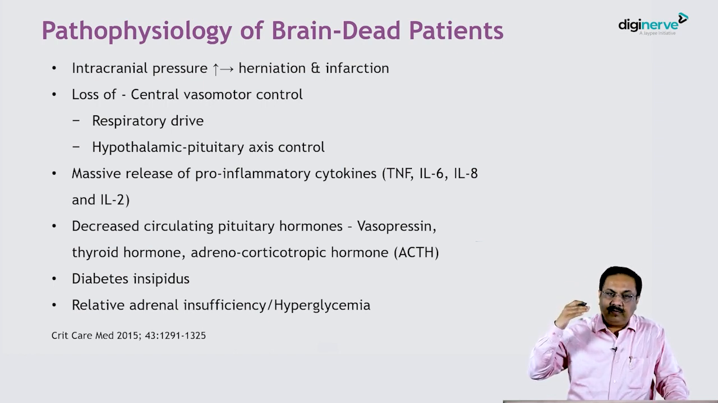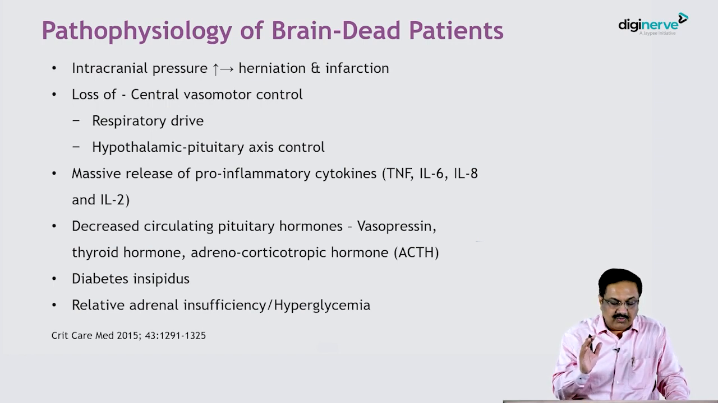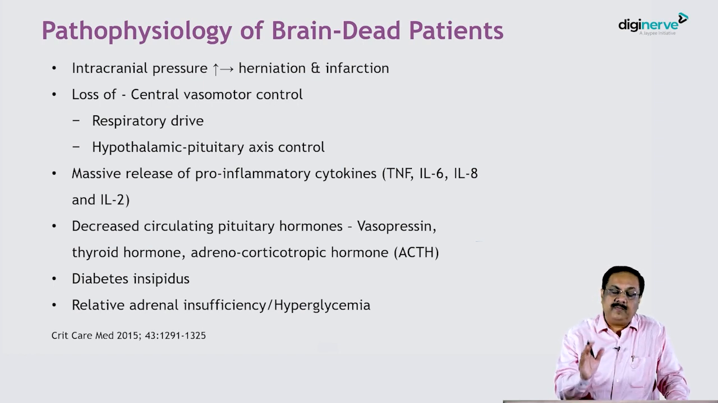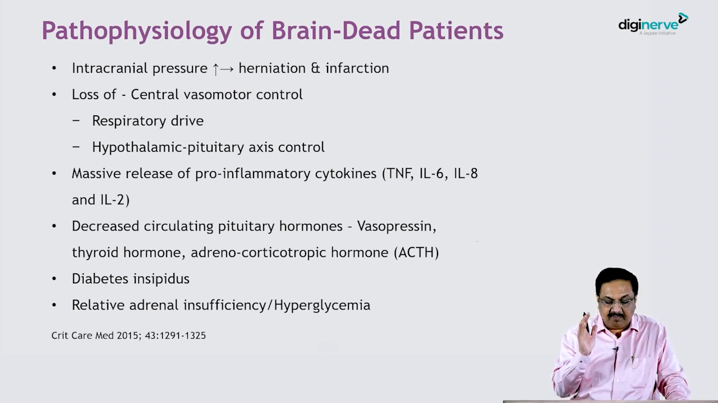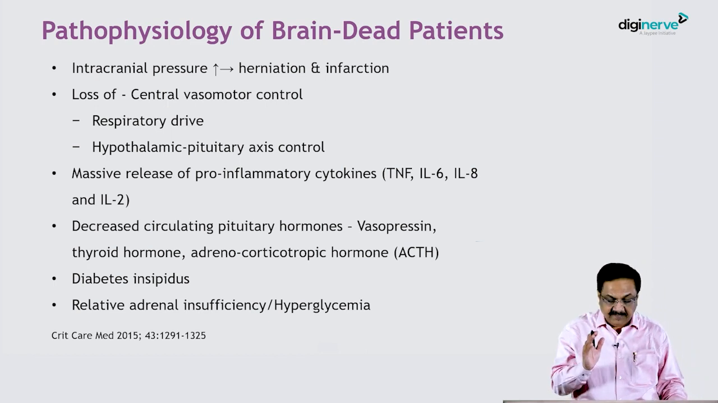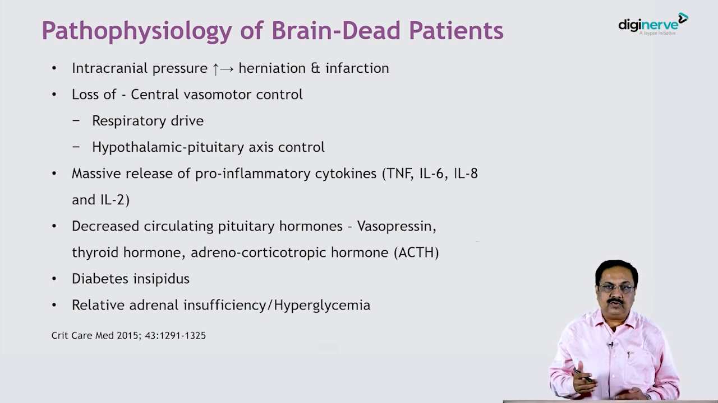Raised intracranial pressure may lead to herniation and infarction in the brain. That may lead to loss of central vasomotor control, which affects the respiratory drive of the donor. It affects hypothalamic pituitary axis control. Massive release of pro-inflammatory cytokines happens. Circulatory pituitary hormones decrease: vasopressin, thyroid hormone, and adrenal corticosteroid hormones. Because of this decrease, diabetes insipidus occurs, and there is a relative adrenal insufficiency and hypoglycemia.